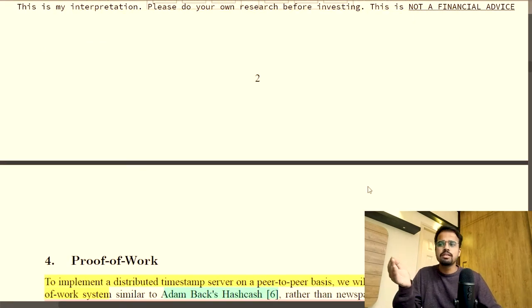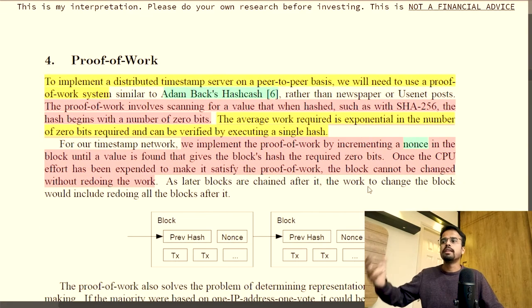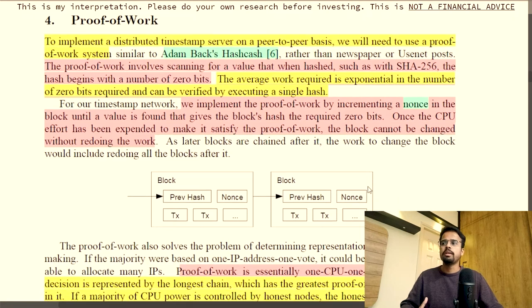But how does this particular system work? How does everyone agree that whatever transaction was given is correct or not correct? So that consensus, that agreement, everyone needs to come to an agreement, and that method of everyone coming to an agreement is solved via the proof of work mechanism.